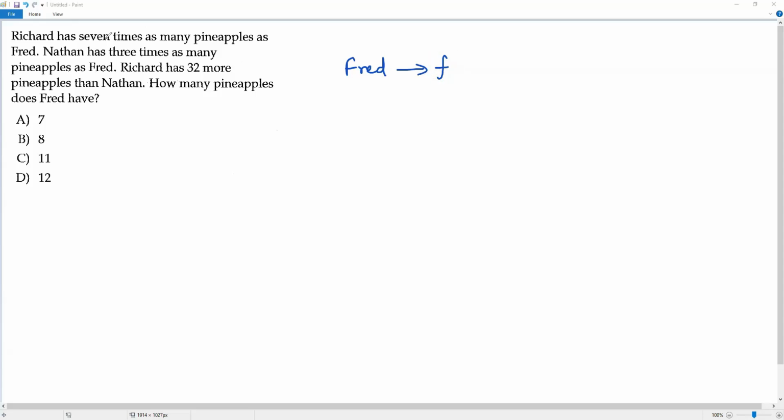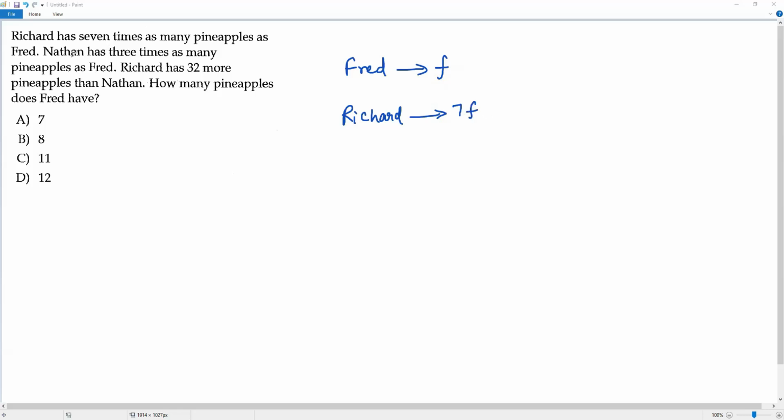Okay, now let me take the first information. That is Richard has 7 times as many pineapples as Fred. So Richard has 7 times of what Fred has. We have assumed that Fred has F number of pineapples, then 7 times of F is just 7F.